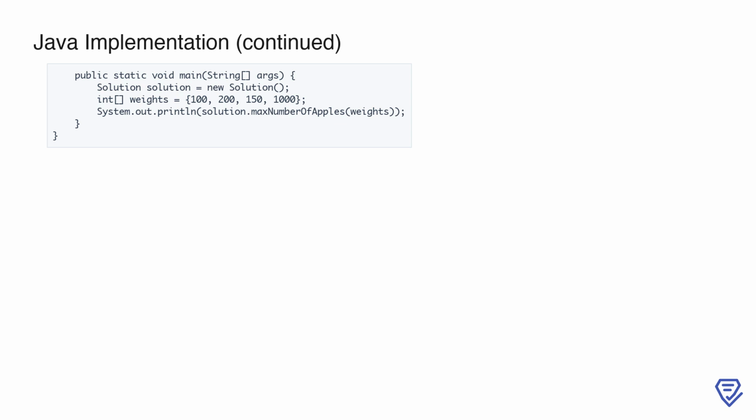The result of this method call, which is the maximum number of apples that can fit within the 5,000 gram weight limit, is printed to the console using system.out.println. This example shows how the method works with a sample input, and you can use similar code to test the solution with different arrays of weights.